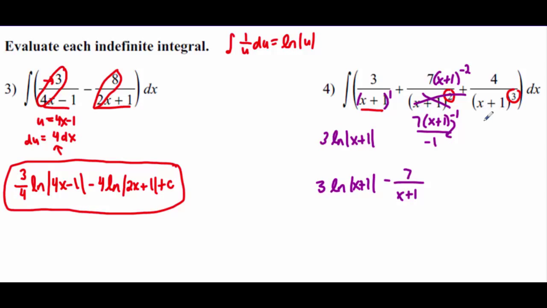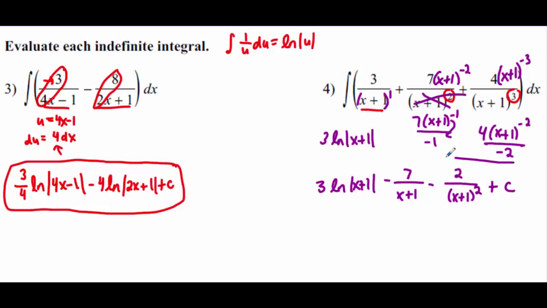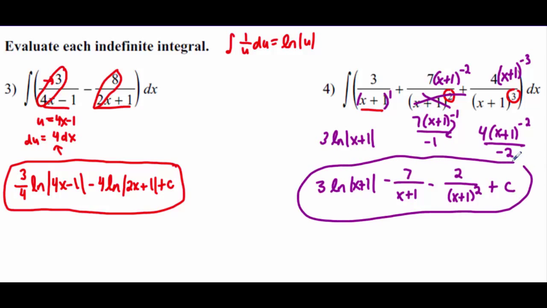And then we're going to do the same thing with this x plus 1 cubed. We're going to move it to the top, use the power rule so that we have x plus 1 to the -2 over -2. 4 divided by -2 is going to give us a negative and a 2 on top. So we're going to move the x plus 1 back down to the bottom with a positive squared, and then plus c.